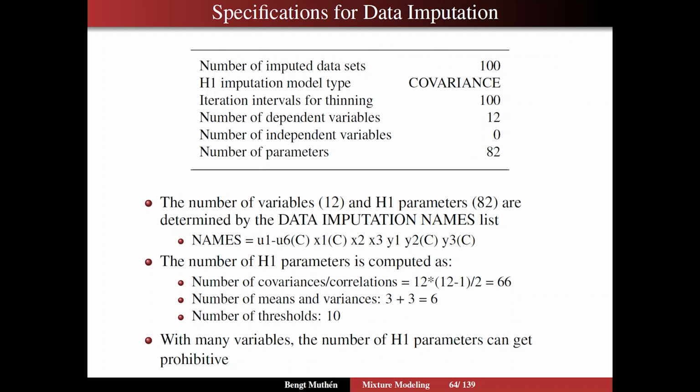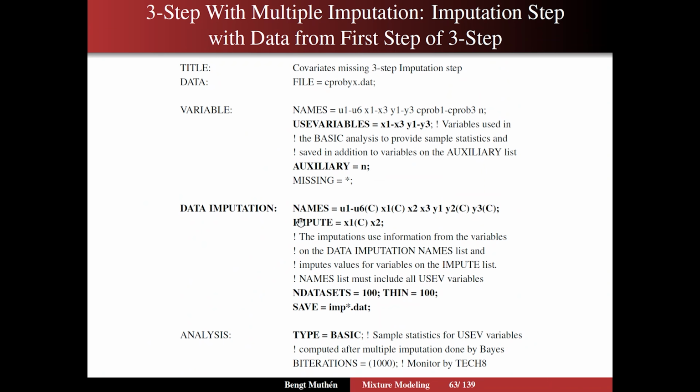So as a side product of that Bayesian step, we get not only the H1 parameters, but all of the missing data as well. So once the Bayesian analysis has converged, we draw 100 more draws in the MCMC, Markov chain Monte Carlo sequence, to get the imputed values for the missing data in the model. And that is what we use to produce the imputed values for x1 and x2.